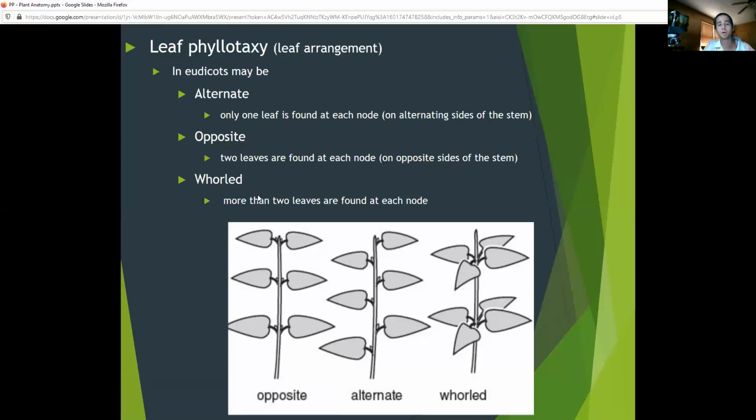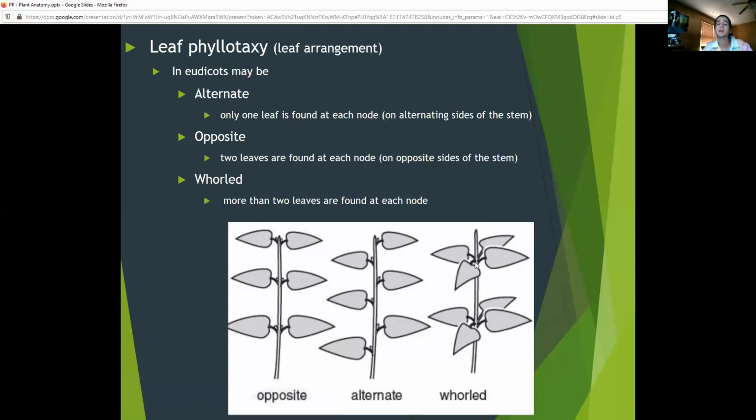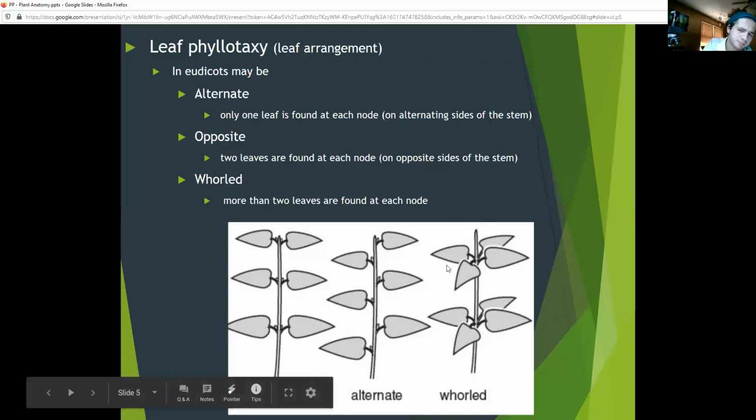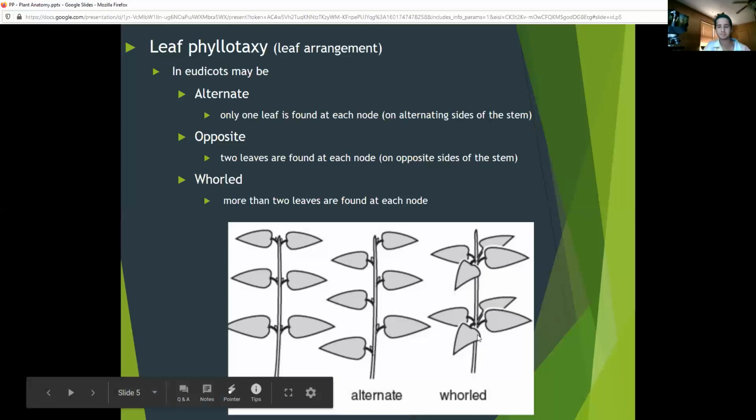It can also be whorled, which is kind of a catch-all category for any time we have more than two leaves found at each node. It could be four like this, it could be a multitude, it could be three, although that's kind of unlikely. Point being, it's anytime you have more than two found at one node. Sound good?